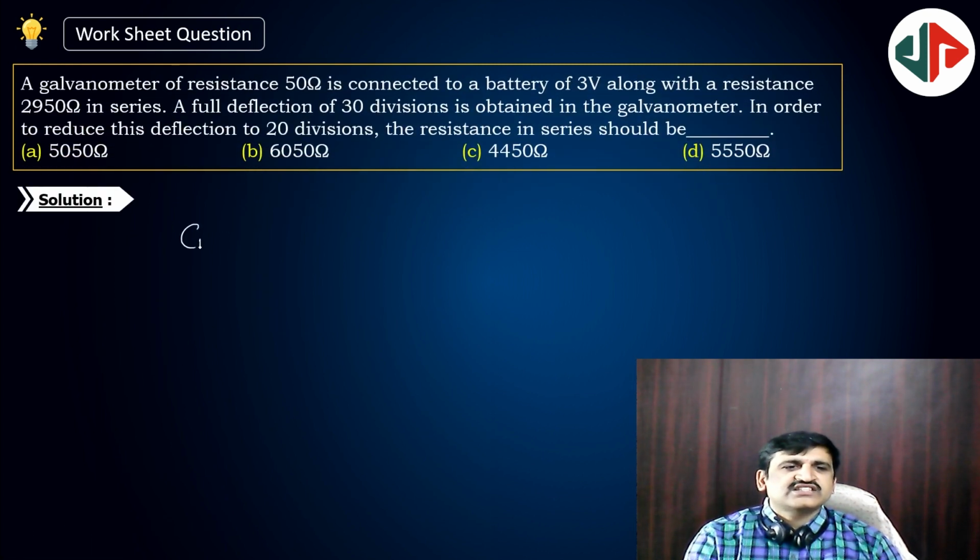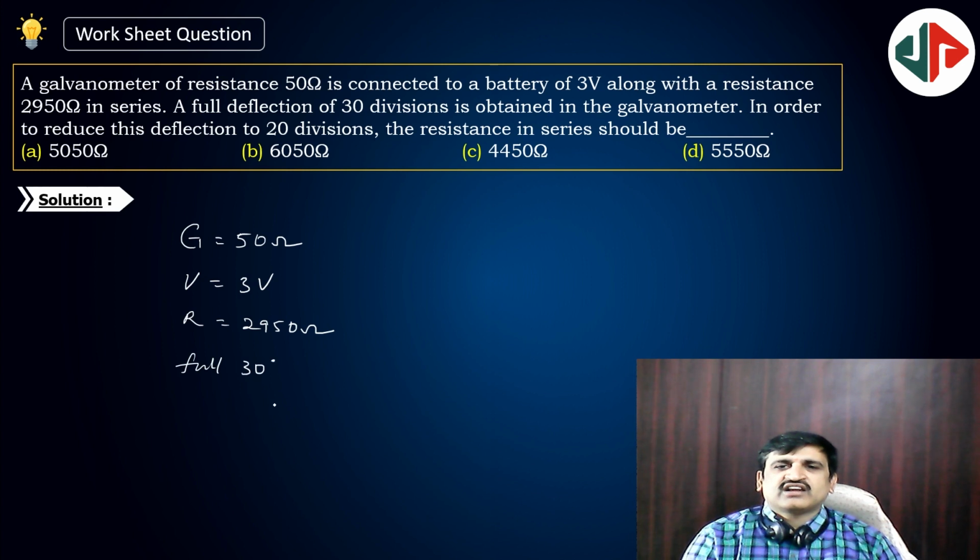A galvanometer of resistance G is equal to 50 ohm is connected to a battery of V is equal to 3 volt along with a resistance R is equal to 2950 ohm in series. Full scale deflection is 30 divisions in the galvanometer. In order to reduce the deflection to 20 divisions, the resistance in series is... you need to read the question very carefully. Resistance in series, already 2950 is there. Some more will come. These two you have to add and you have to tell.